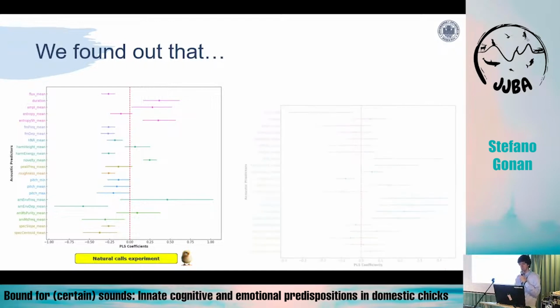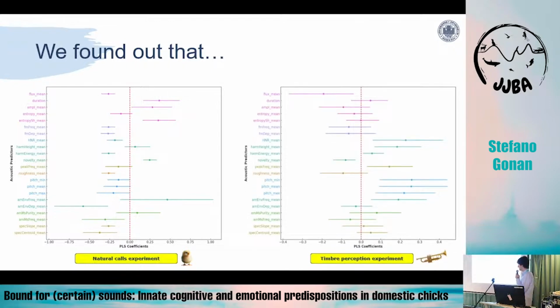But on the contrary, when exposed to sounds produced by musical instruments, there seems to be a shift in those acoustic features that can predict these behavioral results. That is, the chick's attention seems to be captured by sounds with a high harmonic-to-noise ratio, harmonic energy, and also by a higher pitch, but also with a low change in all of these significant acoustic features.